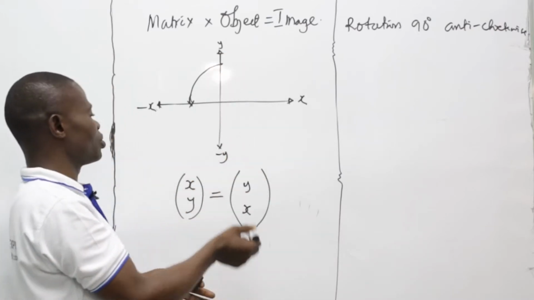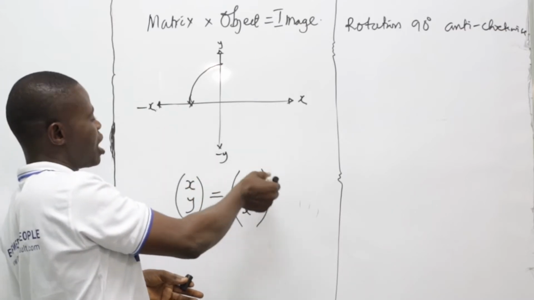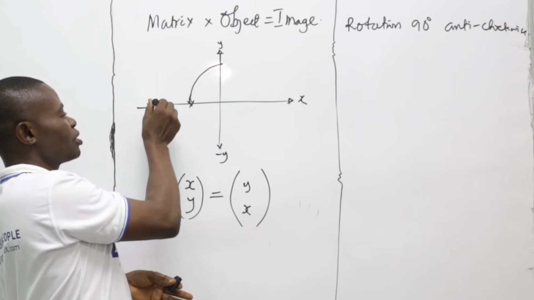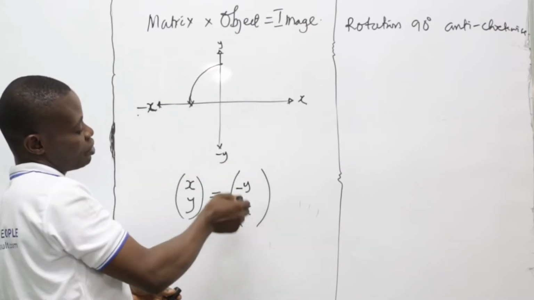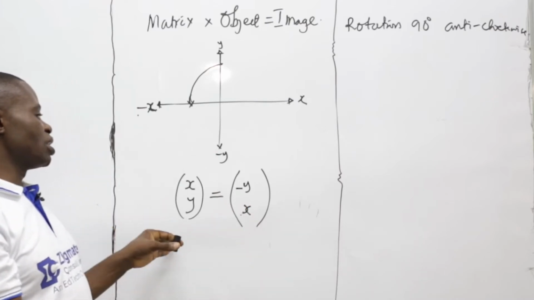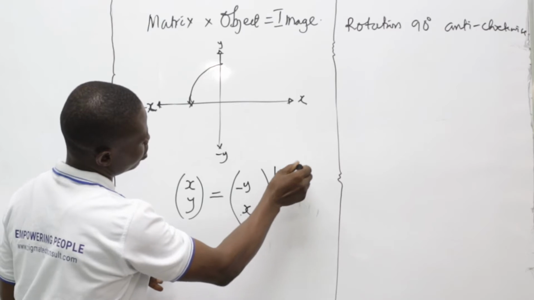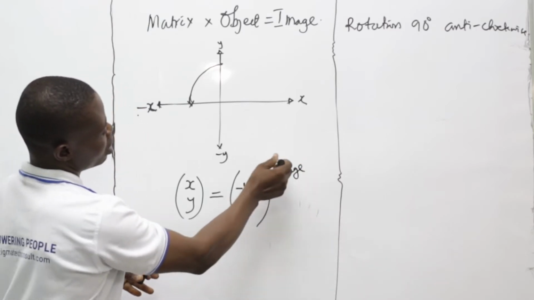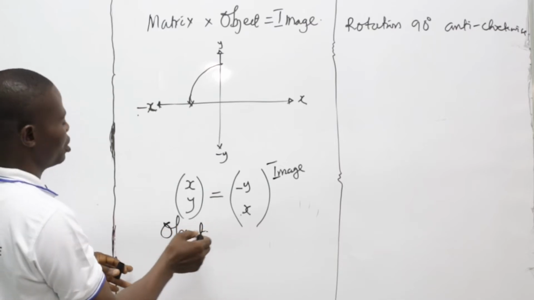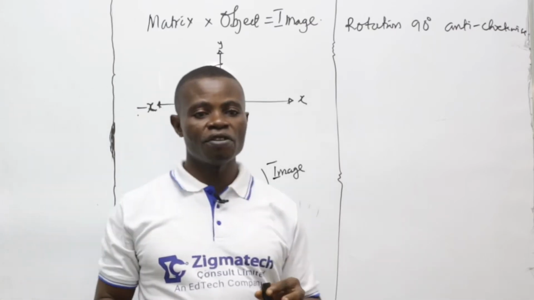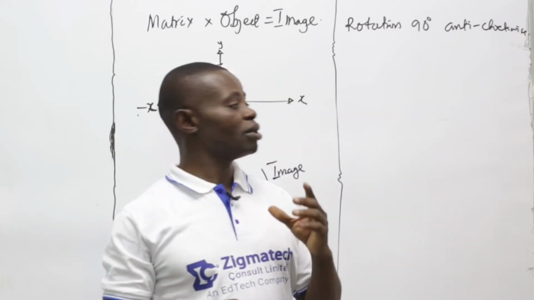So the only thing you are to do to acknowledge that the position of x is supposed to be here is to transfer the sign of x, which is minus, to y, while the sign of y, which is plus, you transfer it to what? X. Meaning the formula now, which is called the image, is what? Minus y and x, while the object is what? X, y. This is the formula for rotation, 90-degree anticlockwise movement.